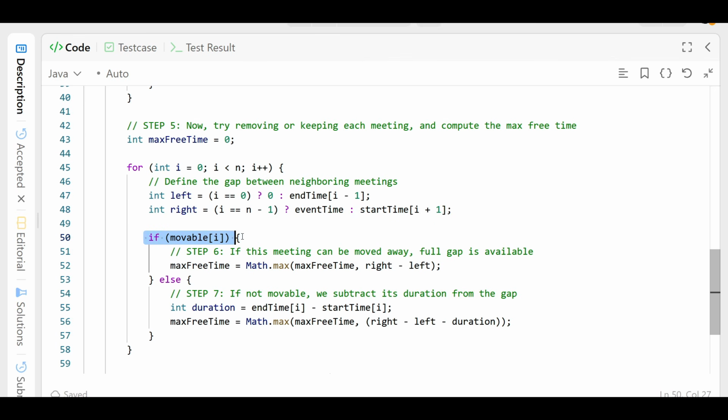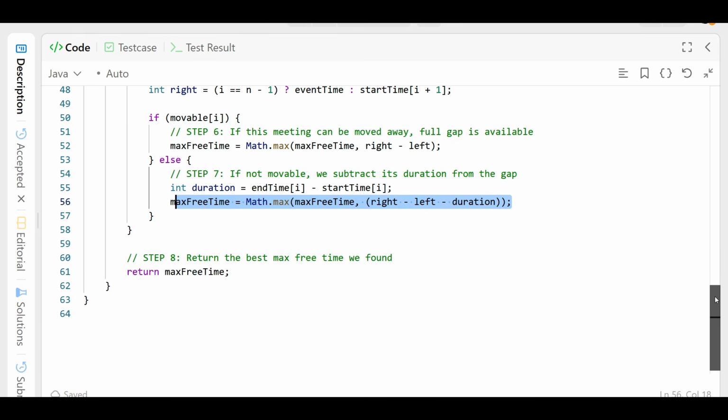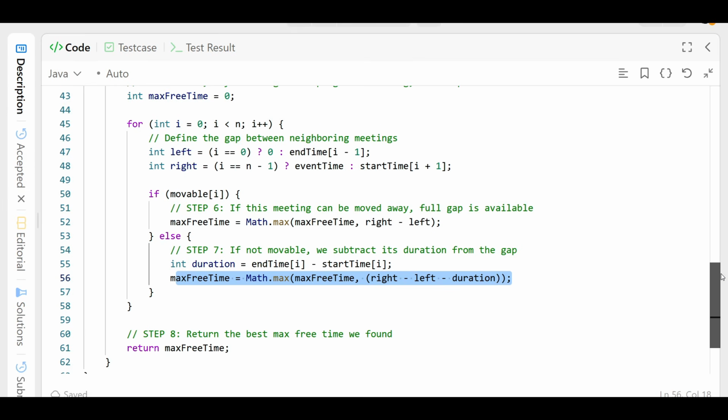We'll check if it is movable, and find the gap, right minus left. Otherwise, in other cases we'll take the duration, end time minus start, and update our max free time with right minus left minus duration. And finally we'll return our answer.